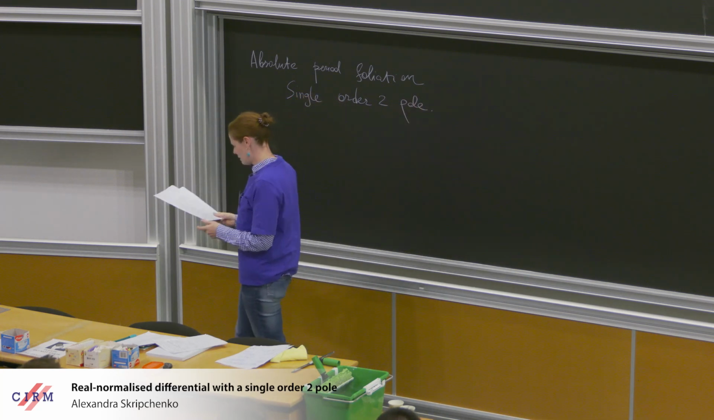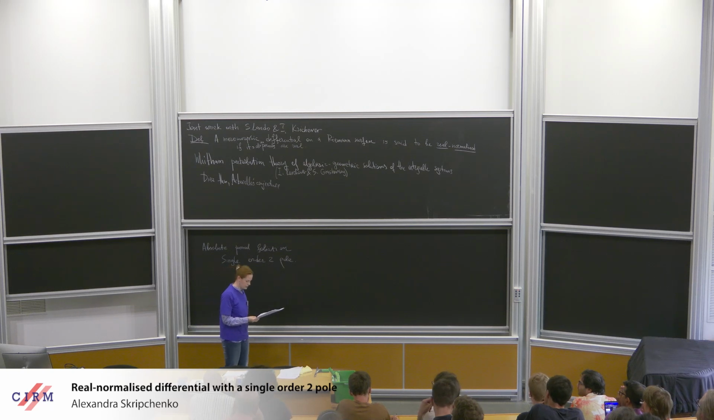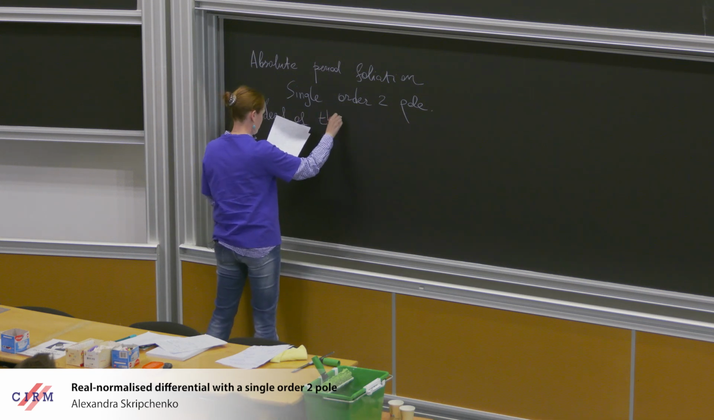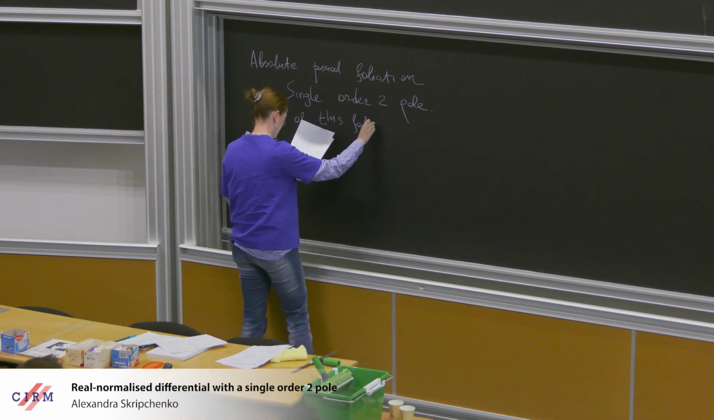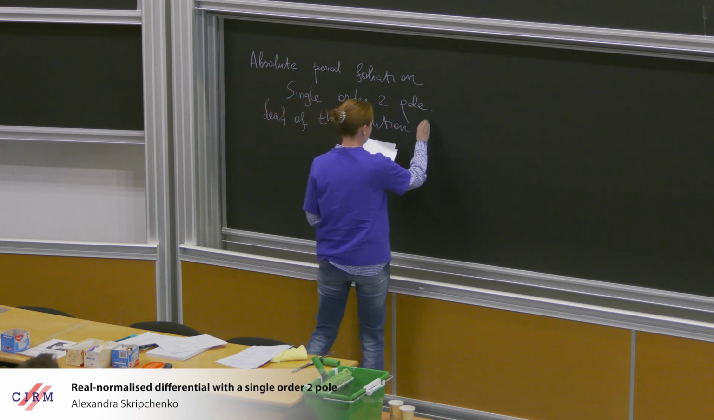So what is the foliation? As I told you, we fix one group of periods, and we will consider the leaf. Maybe I should write it. The leaf of this foliation passing through my real normalized differential phi.